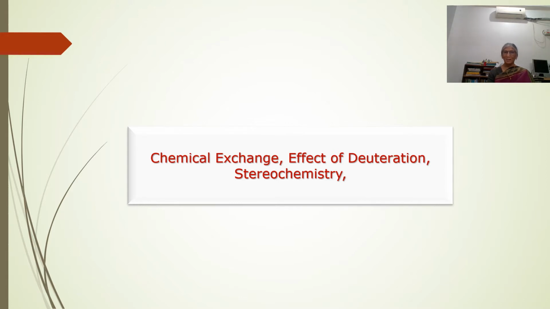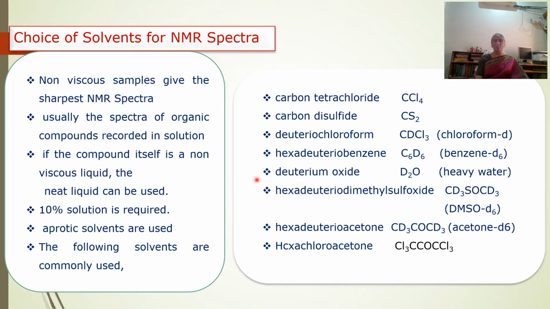In this lecture, we will discuss the effect of chemical exchange, deuteration, and stereochemistry as reflected in the NMR spectrum. For recording the NMR spectrum, it is necessary to prepare a solution. Usually a 10% solution is prepared, and we use an aprotic solvent for the preparation.